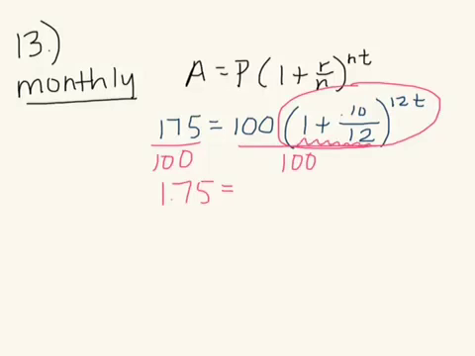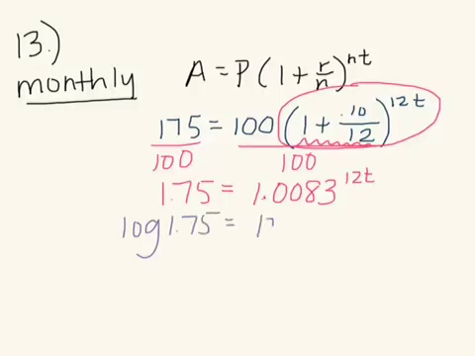1 plus 0.10 over 12. And when I put that in my calculator, I get 1.0083. And now that my exponential is all by itself, throwing a log on both sides allows us to bring down the exponent. So, I'm going to take the log of that other side, I've got to take the log of 1.75.